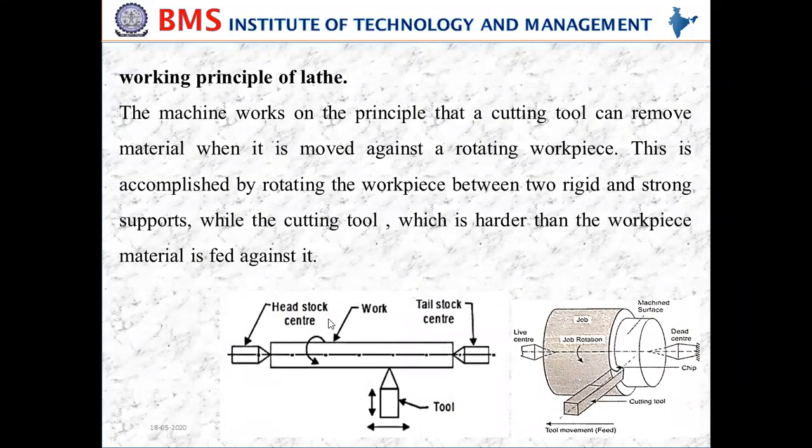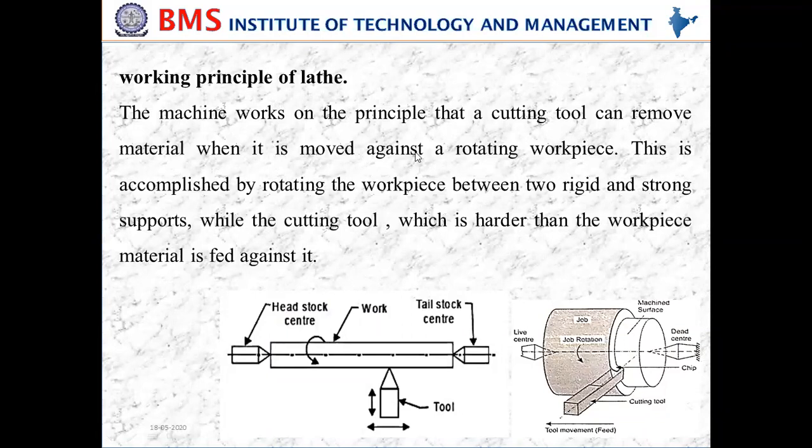And see here, the working principle of the lathe. The machine works on the principle that a cutting tool can remove the material from this job when it is moved from right to left, that is, against the rotating workpiece. The workpiece is rotated here, and the cutting tool is stationary. The cutting tool is steady. It won't rotate, but it is moved in a longitudinal and transverse direction to remove the material from the workpiece.